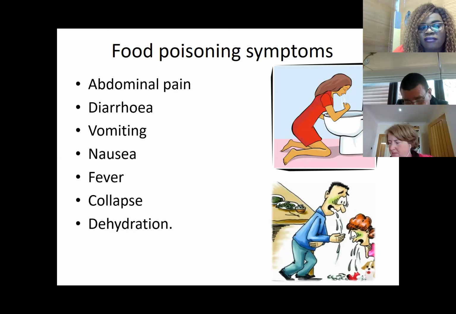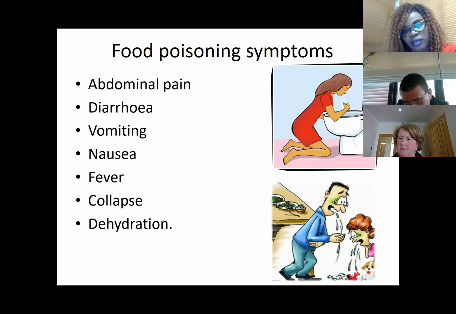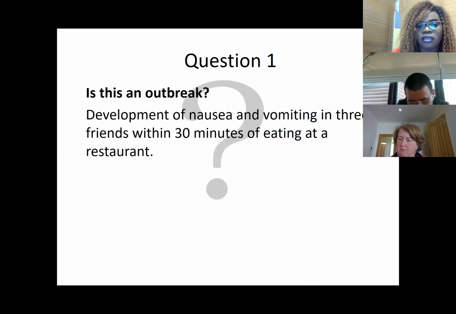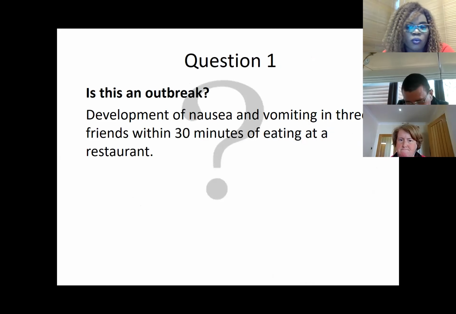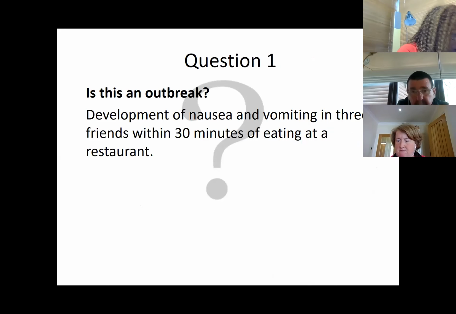Now, we're going to have one or two questions. For example, we've all gone to restaurants and eaten, and what can happen is you can have an outbreak. So we're going to have a few example questions on outbreaks. What is an outbreak? Development of nausea and vomiting in 3 friends within 30 minutes of eating at a restaurant. Will you consider this an outbreak, yes or no? Anyone? Yes, it's an outbreak because you have more than 2 or 3 people involved in the same setting.